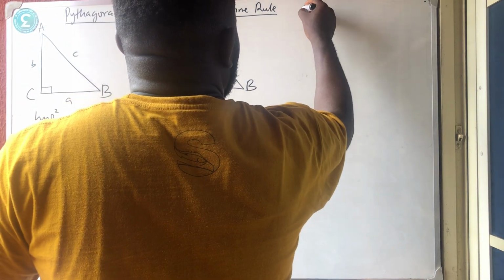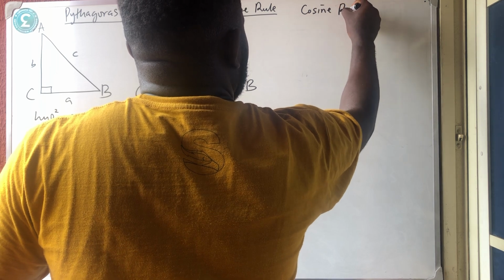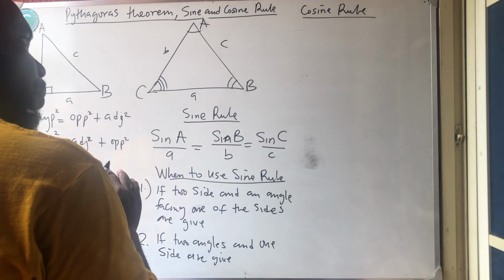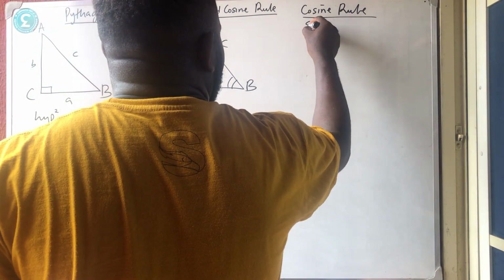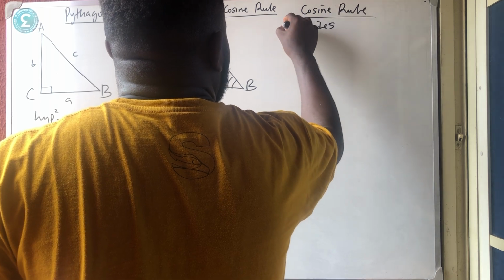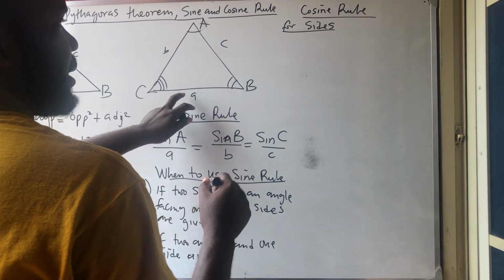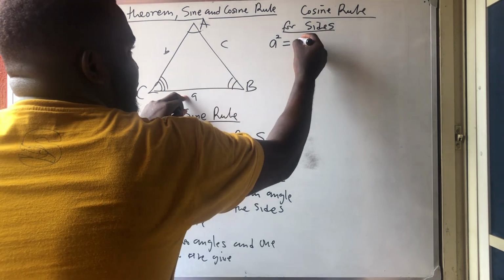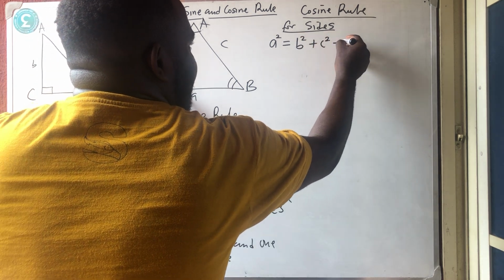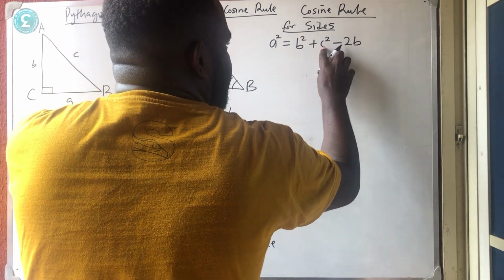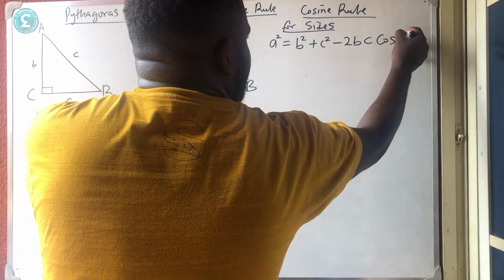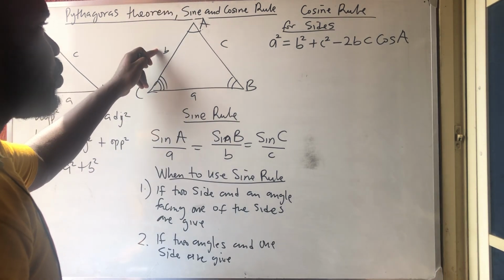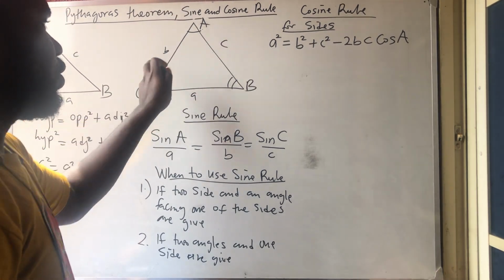So cosine rule. Now cosine rule has two parts: the angle part and the side part. So let's talk about the sides part first. Now if you want to get side A, watch me. Side A squared is equal to, now start from the remaining one, B squared plus C squared minus 2 the same B the same C, then cos that A. Anywhere you start from, that is where you are ending. If you start with A, you must end with the angle. If you start with B, you must end with the angle. If you start with C, you must end with the angle.